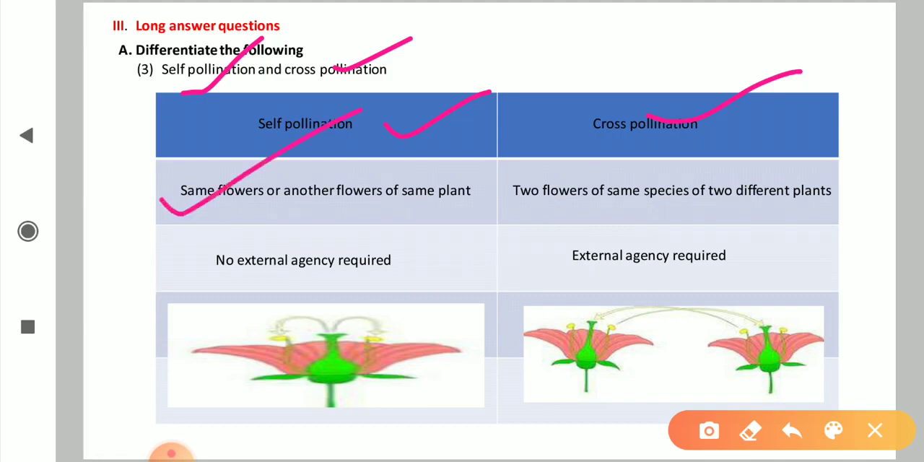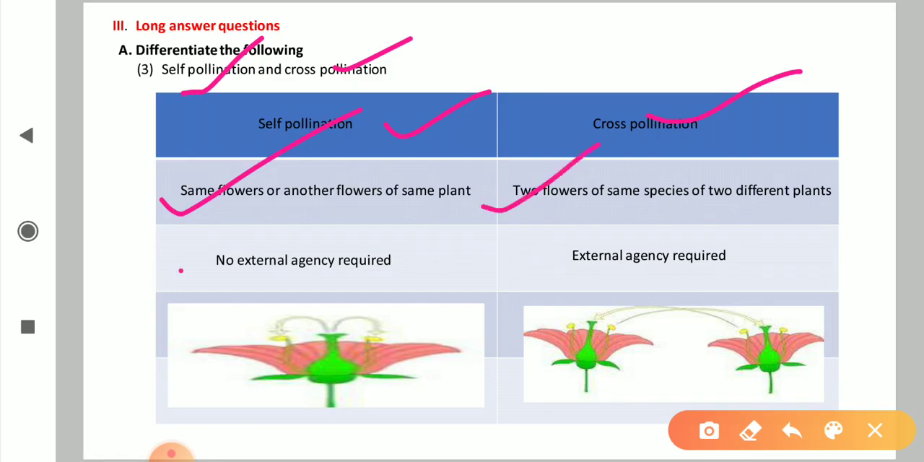But in case of cross-pollination, it involves two flowers of the same species on two different plants. The flowers are the same, the species is the same. That means if one plant is hibiscus, another plant may be hibiscus, but they are two different plants, not the same plant. That pollination is known as cross-pollination. Same flower but two different plants is known as cross-pollination.